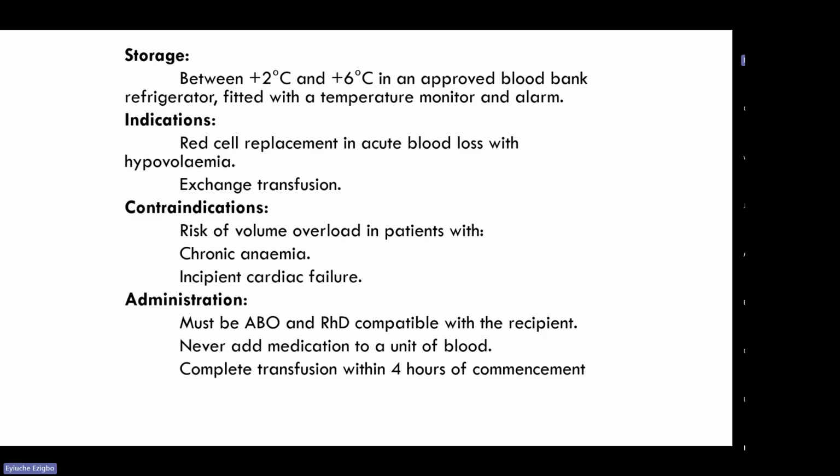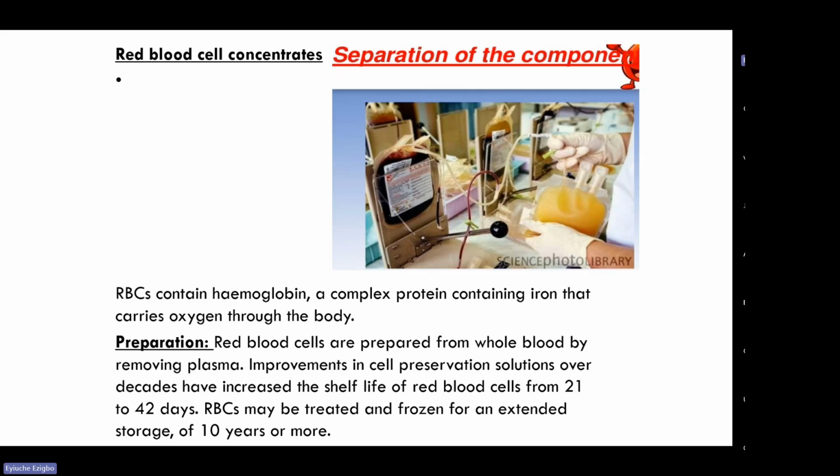Whole blood transfusion is contraindicated in some other conditions because of the risk of volume overload in patients with chronic anemia, like sickle cell patients, and incipient cardiac failure. Administration: before you give whole blood, you must ensure ABO and Rhesus compatibility between the donor and the patient. Never add medication to a unit of blood. Complete transfusion within 4 hours of commencement to avoid contamination.